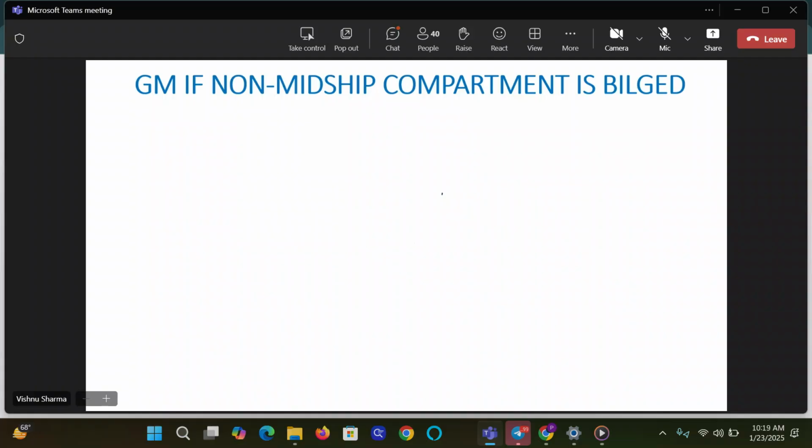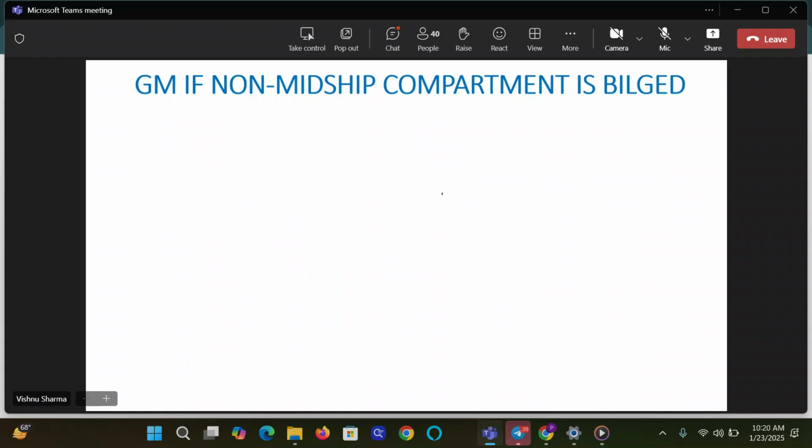Are you required to find GM, yes or no? When you have loaded in the forward compartment, there will be a change of trim also, no? Will there be a change in the GM of the ship, yes or no? Tell me, guys. If I load some cargo in number 1 compartment, will the GM of the ship change, yes or no? Yes, it will change.